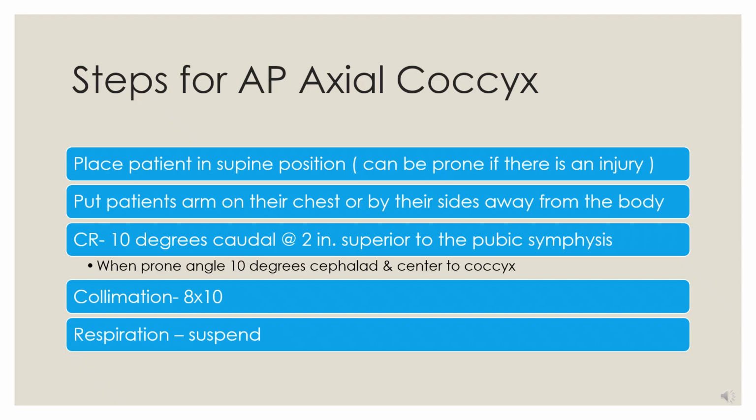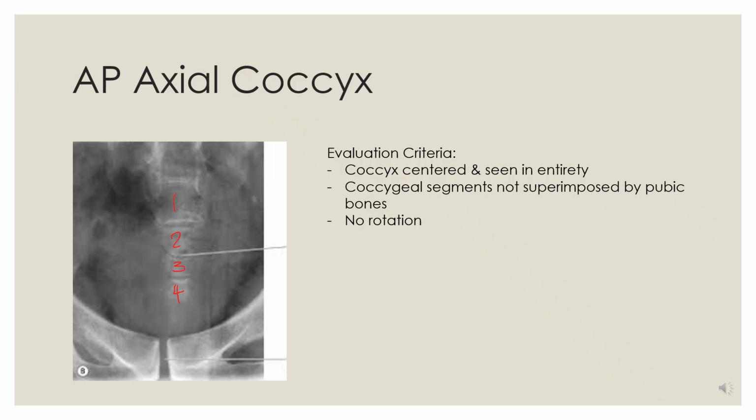Collimation is going to be 8 by 10 and respiration you're going to suspend. For the AP axial coccyx, the evaluation criteria is the coccyx is going to be centered and seen in its entirety. The coccygeal segments are not superimposed by pubic bones and no rotation.